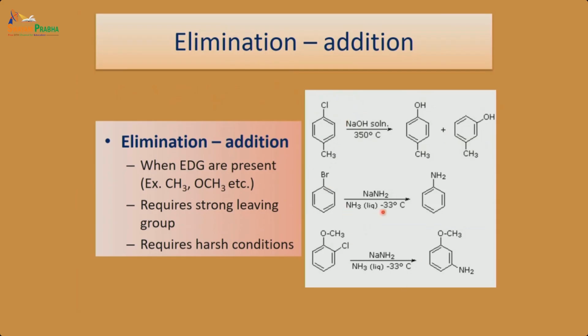When bromobenzene is treated with sodamide, we get aniline, and again the conditions are liquid ammonia at minus 33 degrees. And for the anisole derivatives, the chlorine is actually replaced. If you look at the starting material and this product, the chlorine is in the ortho position to the methoxy group, but in the product the amino group is in the meta position. So there is a change, and an isomeric product is being formed. We will see why these types of products are being formed.